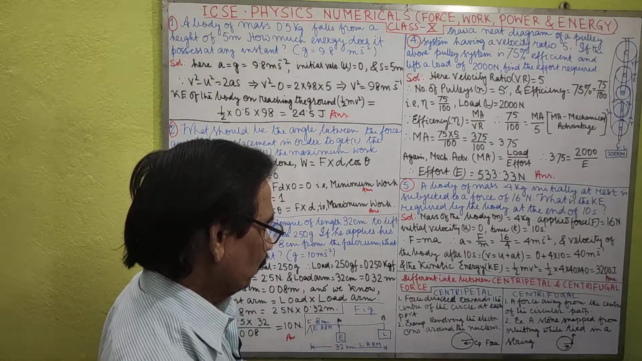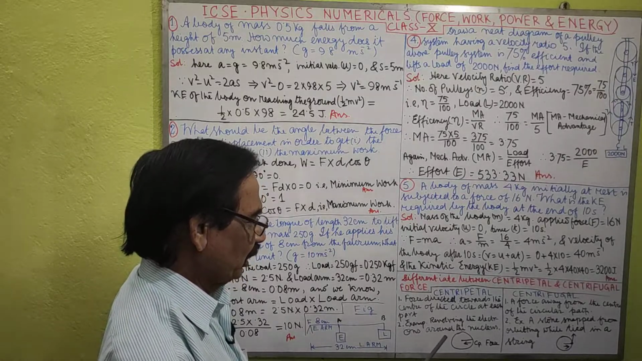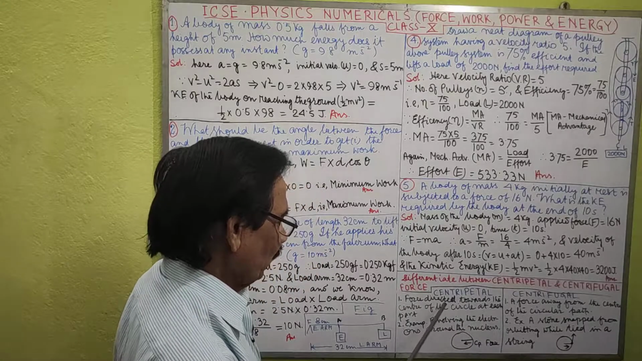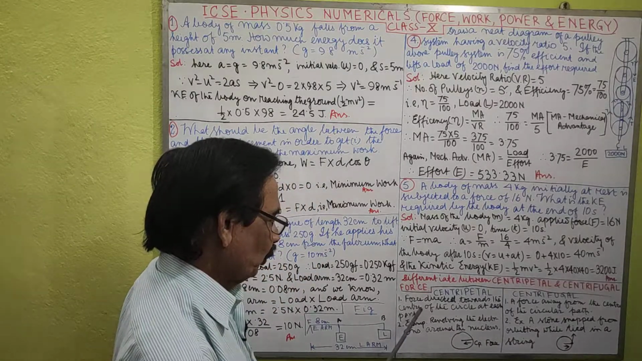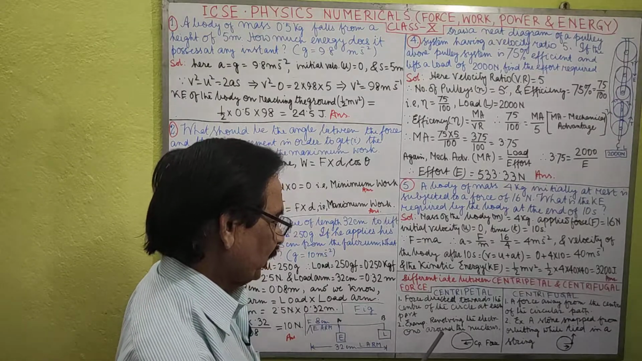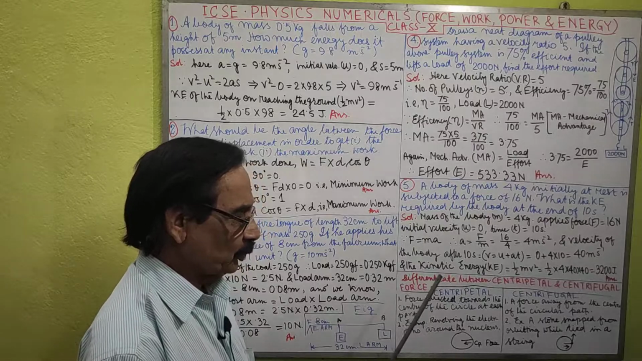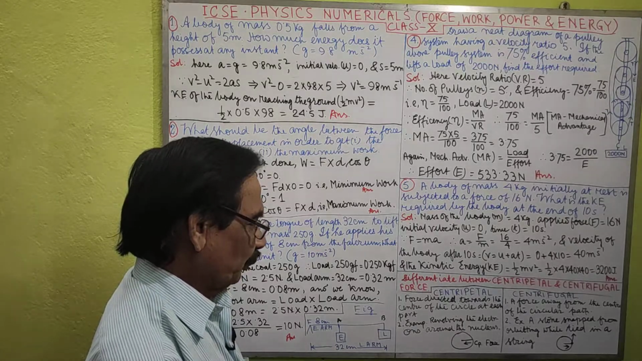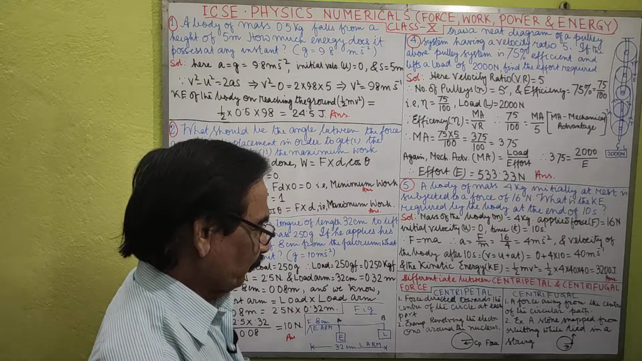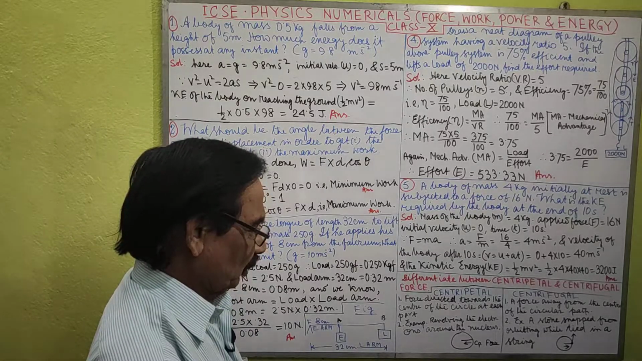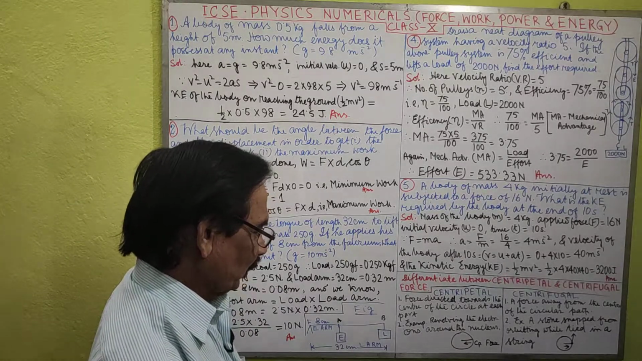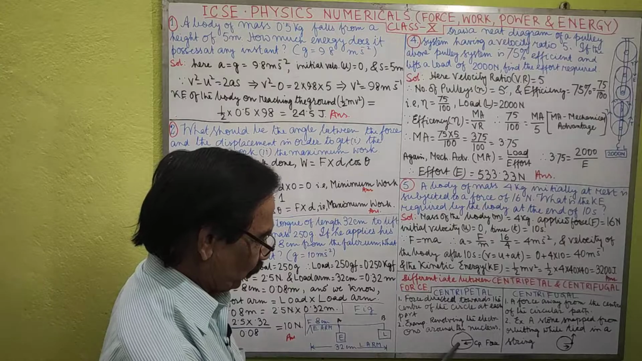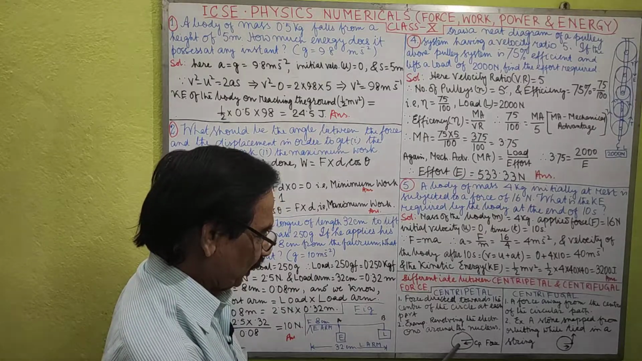Another very important differentiation is given here between centripetal and centrifugal force. Centripetal force is a force directed towards the center of the circle. When a stone is tied in a string and it is rotated, the force along the string towards the center, that is inward. This inward force is known as centripetal force.